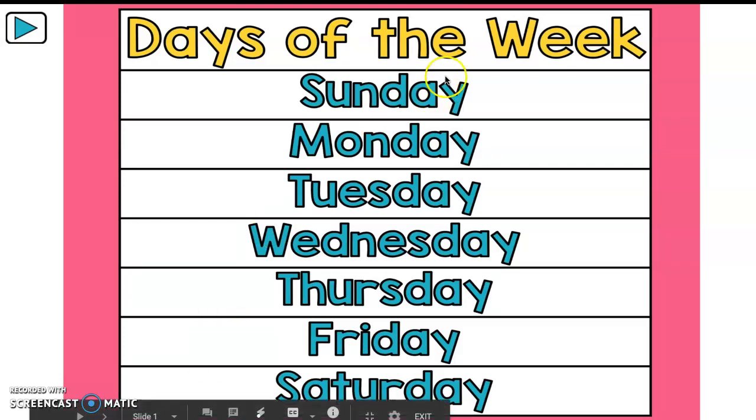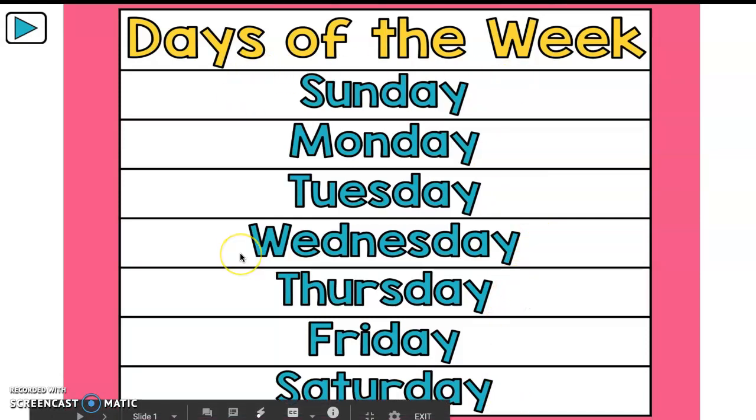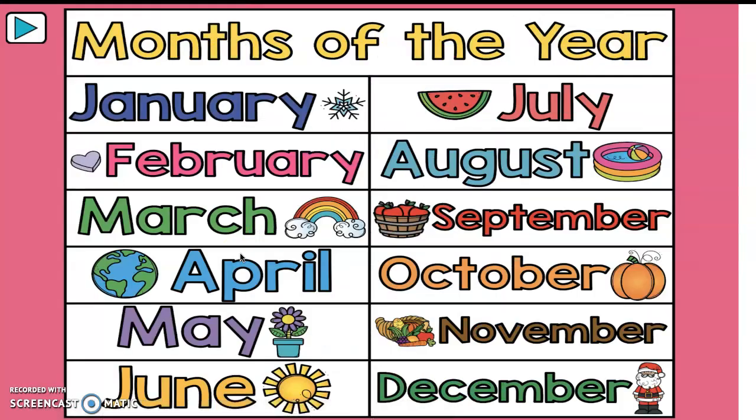Very good. Do you remember how many days there are in a week? Go ahead and let's count. Remember, we talked about counting a little bit yesterday and representing numbers, so let's do it. 1, 2, 3, 4, 5, 6, 7. 7 days in the week. Great. Let's look at our months of the year.